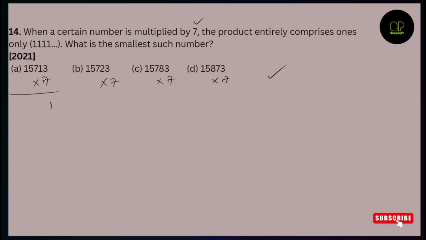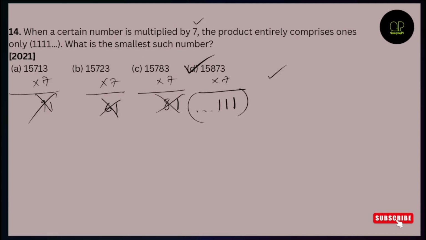7 1s are 7, 7 2s are 14, 7 9s are 63. So this is wrong. 7 1s are 7, 7 2s are 14 plus 2, 6. So this is also wrong. 7 3s are 21, 2 carry, 7 8s are 56, 58, 81. This is also wrong. 7 3s are 21, 2 carry, 7 7s are 49, 51, 5 carry. 7 8s are 56, 56 plus 5, again 1. So yeah, you get all ones. This is your answer.